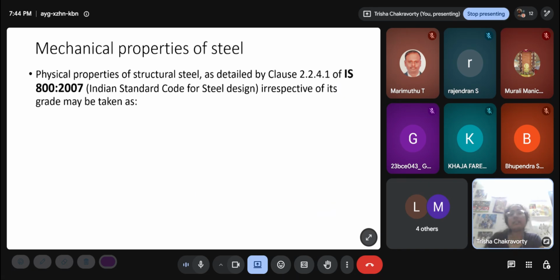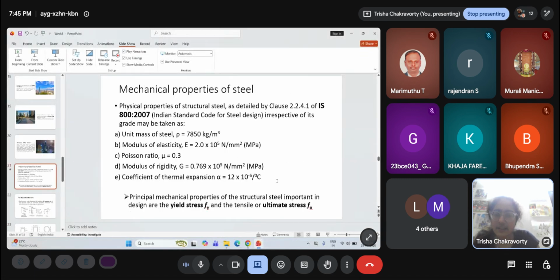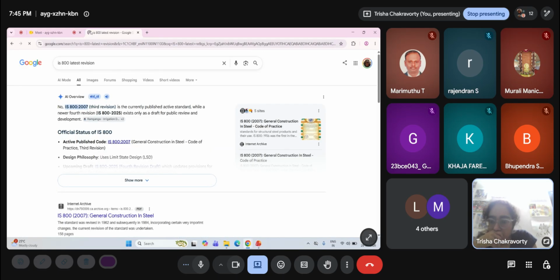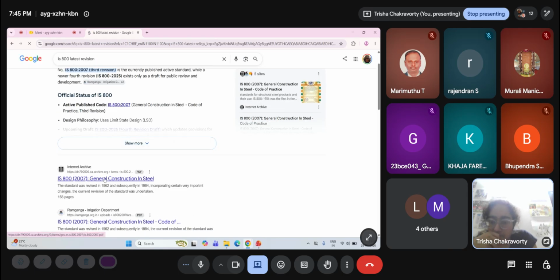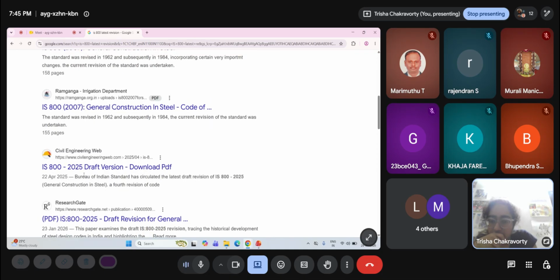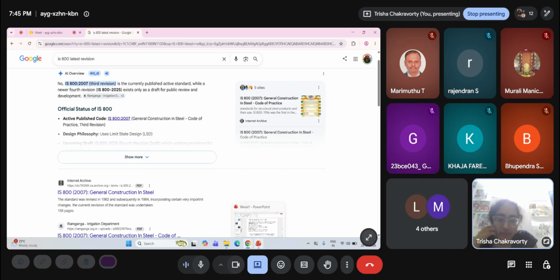Okay, and then this is a technical part again. Mechanical properties of steel. How do we characterize a material? The physical properties of structural steel are detailed by clause 2.2.4.1 of IS 800. Okay, IS 800:2007. I think this has had a revision in 2016. One second. Okay, so a 2025 draft is going on. I don't think it's available yet. So the 2007 one will be followed.